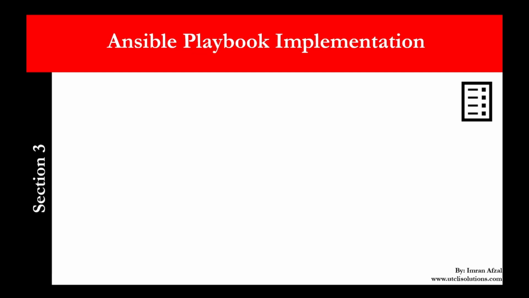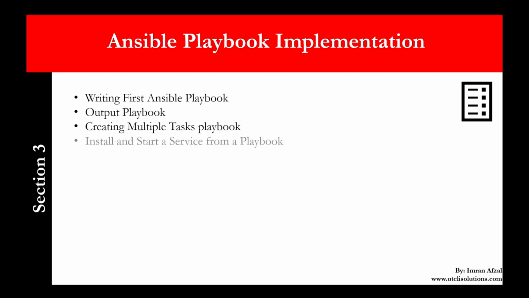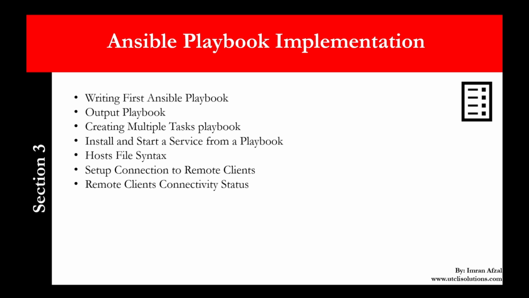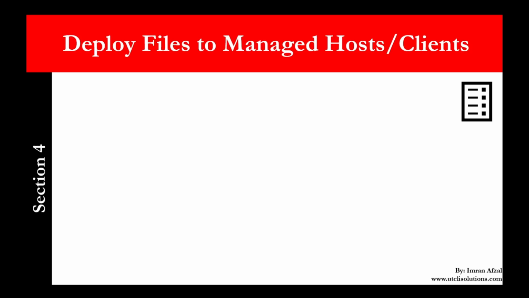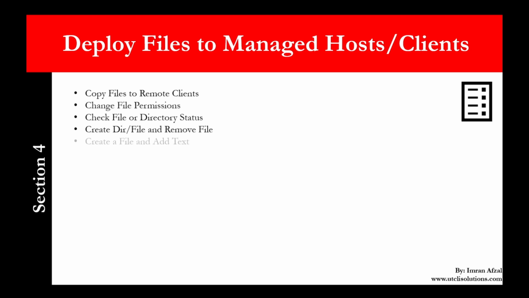In section 3, it's about Ansible playbook implementation: writing the first playbook, output playbook, creating multiple tasks in a playbook, install and start a service, host file syntax, set up connection to remote client, status connectivity, and of course, handouts and quizzes. Moving on to section 4, deploy files to managed hosts and clients. We'll cover copying files to remote clients, changing permissions, checking file and directory status, creating and removing files, and creating a file and adding text to it.